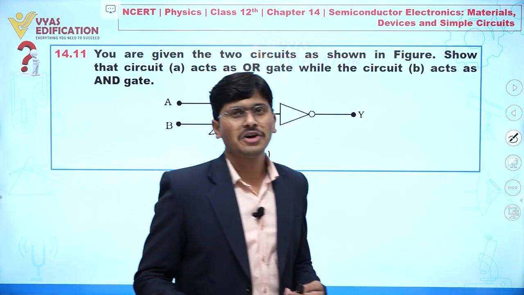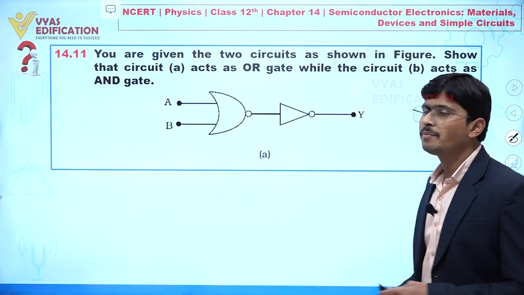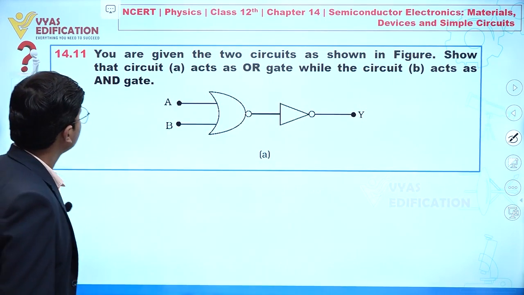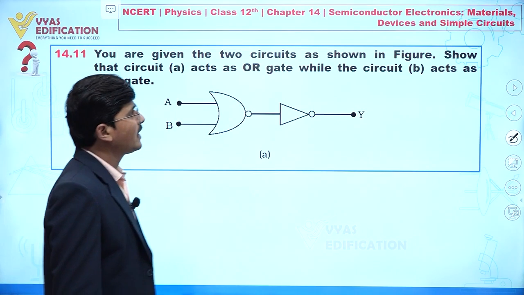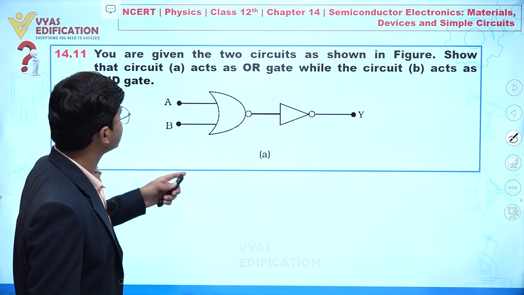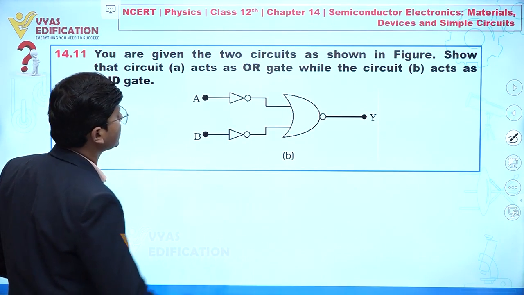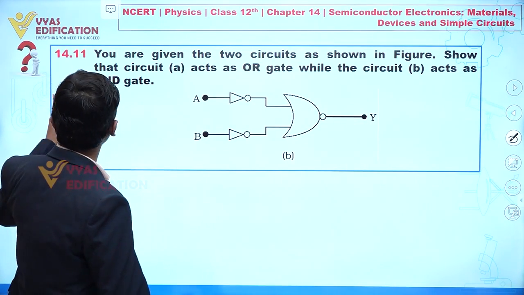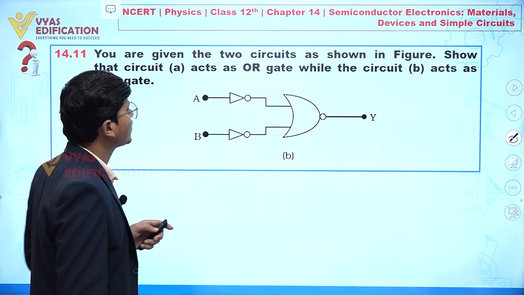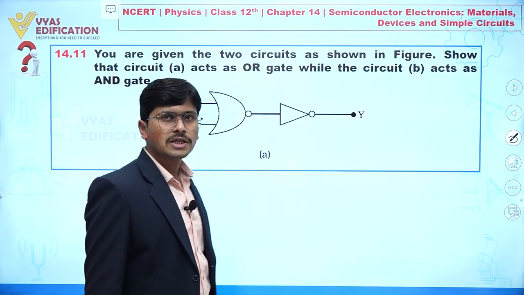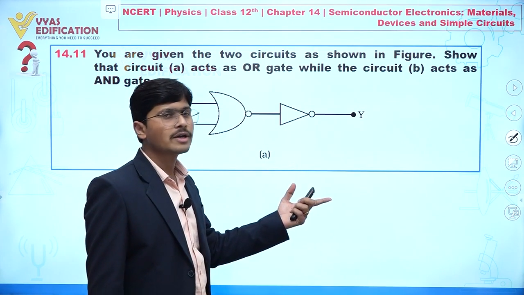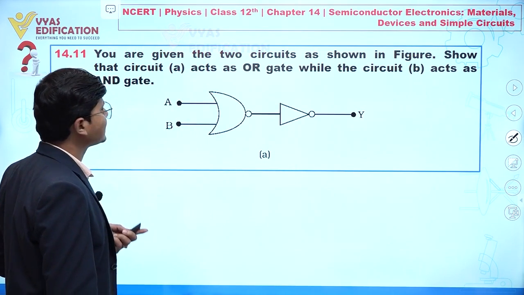Now student, we are going to discuss question number 14.11. In this question it is given, you are given the two circuits as shown in the figure. This is circuit number A, and we have one more circuit, this is circuit number B. These two circuits are in only one question, 14.11. In this question we have to show that circuit A acts as an OR gate while circuit B acts as an AND gate.